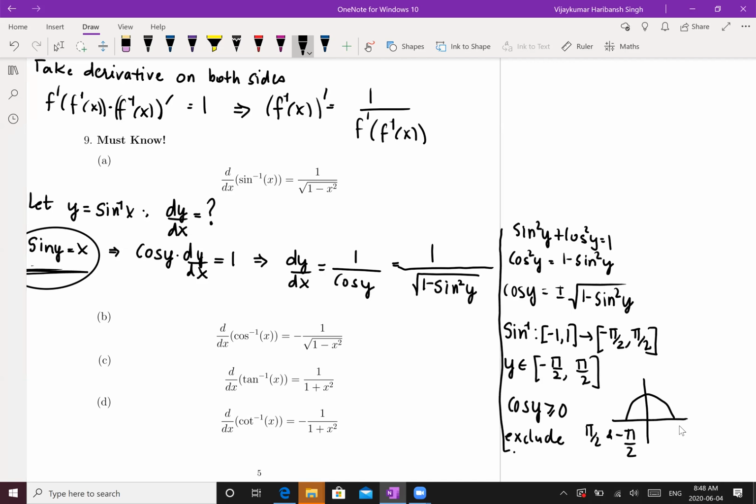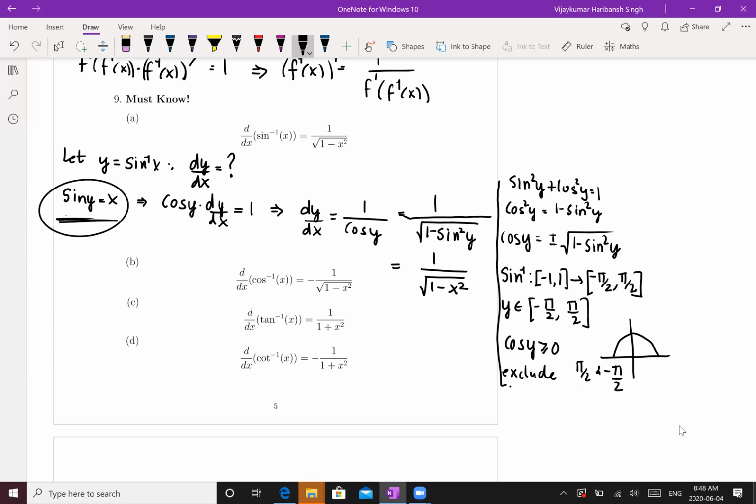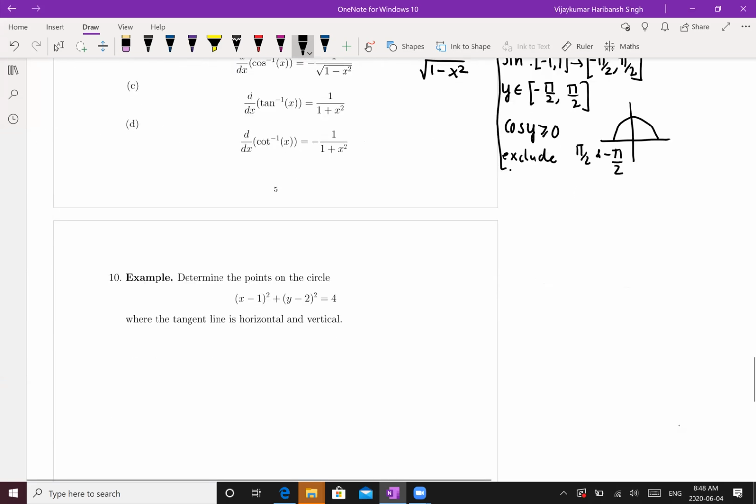Right. So we get what? This is going to be 1 upon square root of 1 minus, instead of sine y, I'm going to write x. So 1 minus x squared. So this is how the whole story goes. Similarly, you can prove that the derivative of cos inverse of x is minus 1 over square root of 1 minus x squared. The derivative of tan inverse of x is 1 upon 1 plus x squared. And the derivative of cot inverse of x is minus 1 upon 1 plus x squared. So this is how it works out.